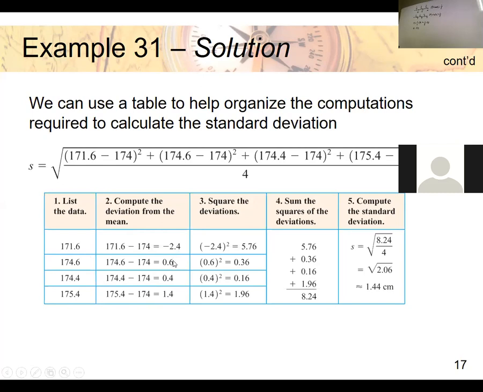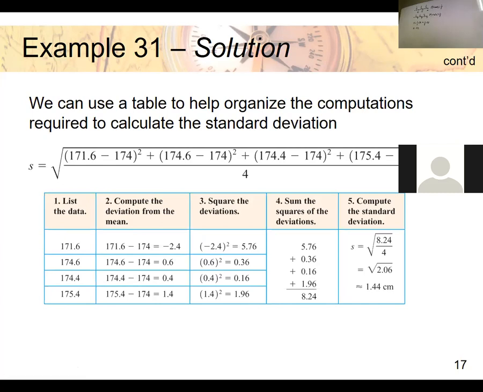So we take each deviation and square it. Keep in mind, anytime you square a negative, it's going to be positive. So negative 2.4 squared is negative 2.4 times negative 2.4, which is 5.76. Then 0.6 squared would be 0.36. Then 0.4 squared would be 0.16. Then 1.4 squared would be 1.96.